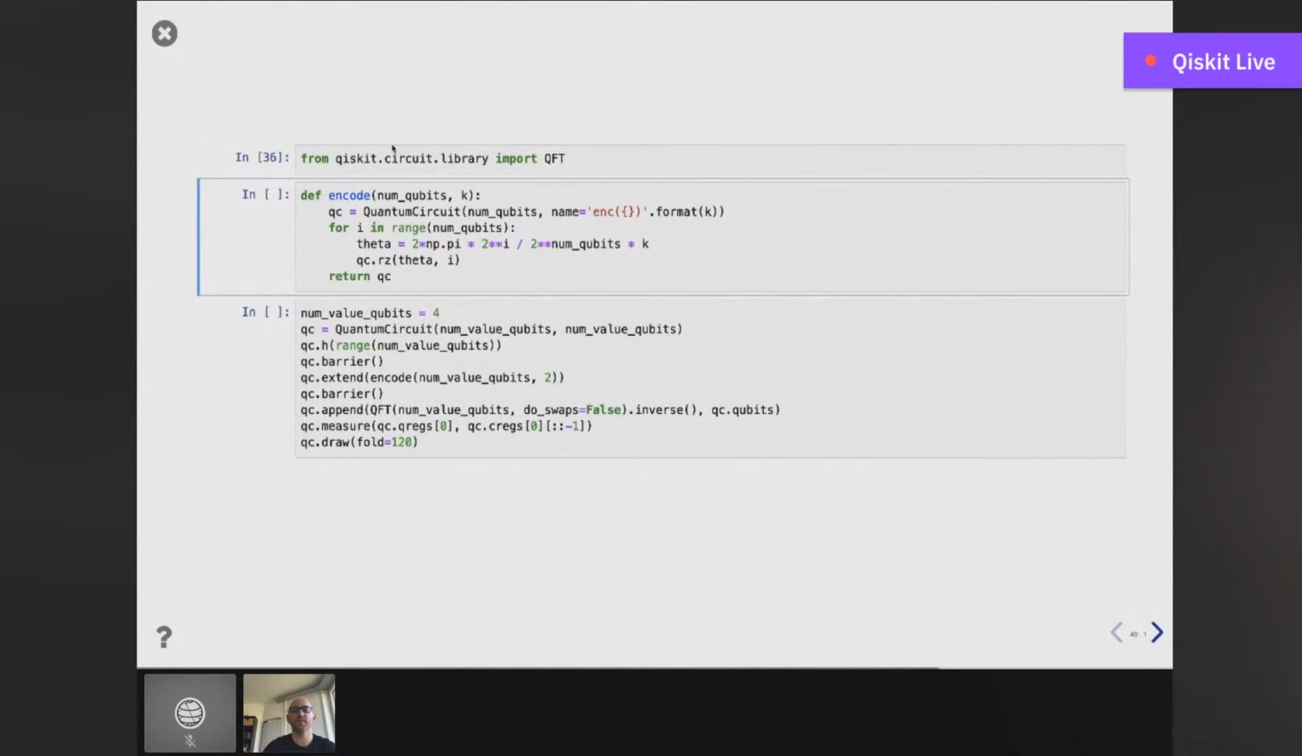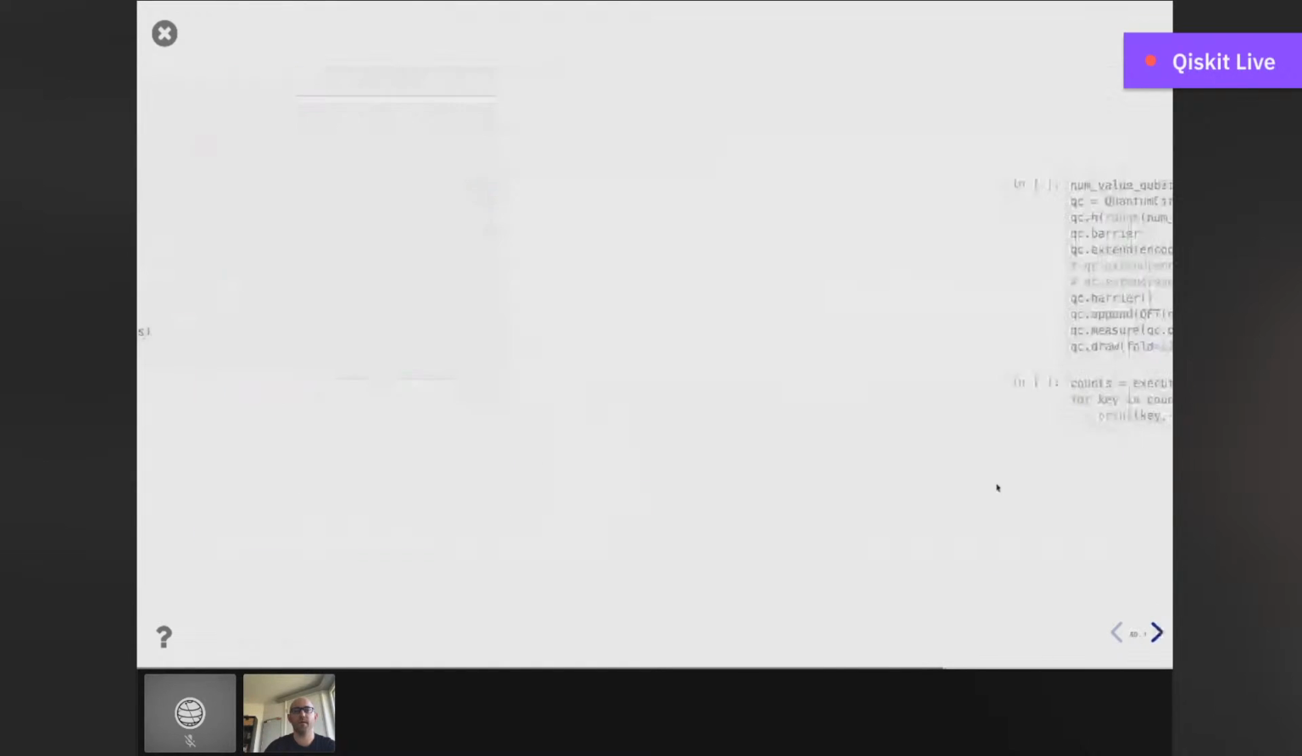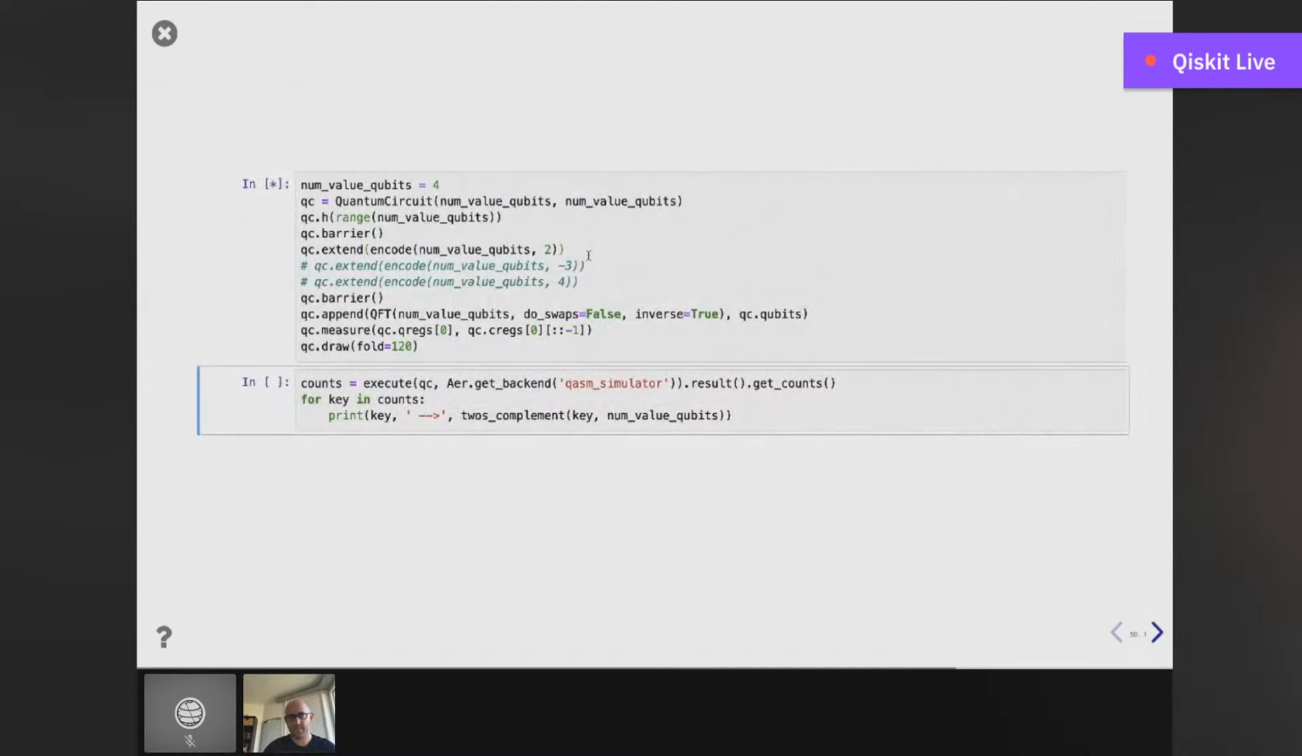So we import the QFT from the Qiskit circuit library. Then here we have this encode function, which just constructs a circuit that applies the single qubit z rotations with the angle that we discussed a second ago. And what we do here is we first apply the Hadamard to get the plus state. Then we apply this encode function here, in this case on the value 2. Then we apply an inverse quantum Fourier transform, and we measure the qubits.